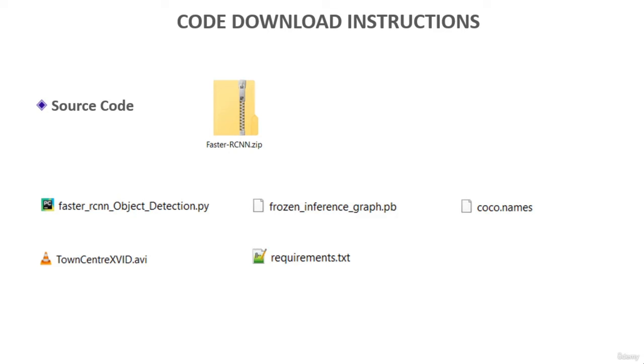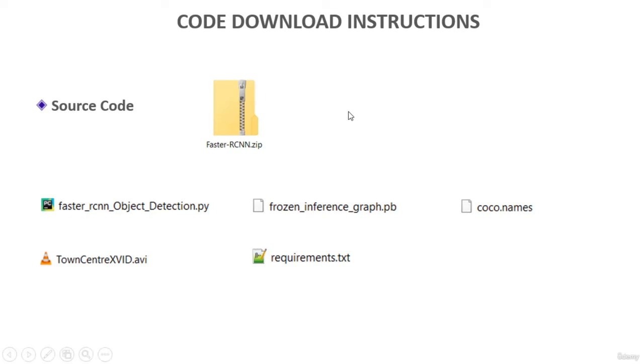I will now explain the code download instructions for the project. So in the resources section of this lecture, you will find the fasterrcnn.zip file, which you have to download and then unzip. After unzip, open the project in PyCharm. And in the project, you will find the faster_rcnn_objectdetection.py file. This is the main Python file that you have to execute.